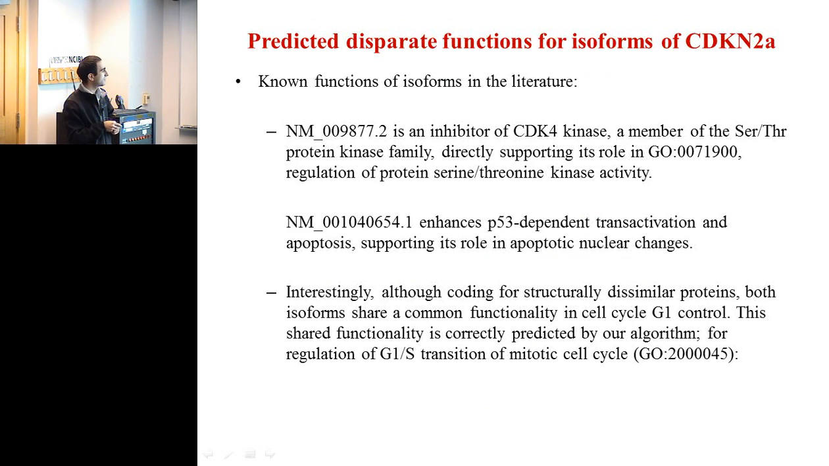And the other isoform enhances p53 dependent transactivation and apoptosis, supporting its role in apoptotic nuclear changes. And although coding for dissimilar proteins, both share a common functionality in cell cycle G1 control.